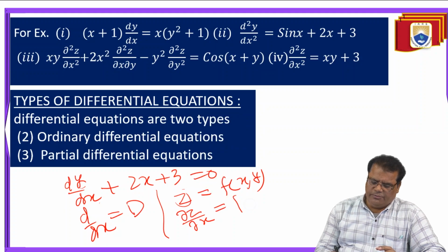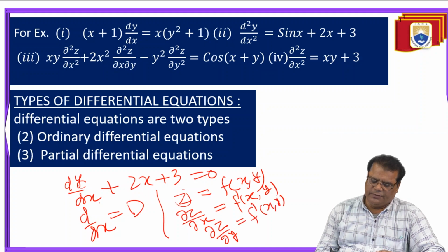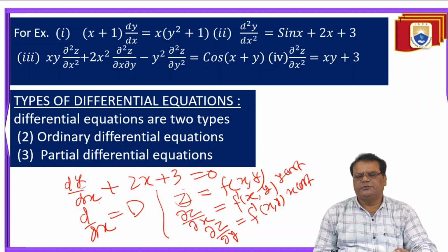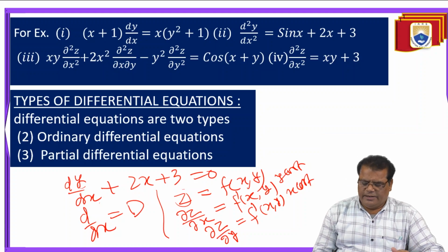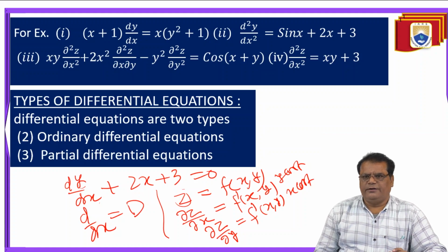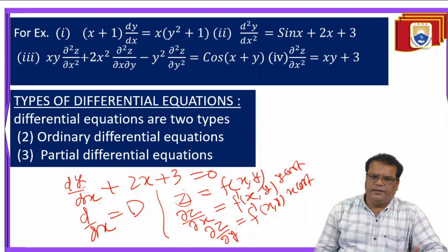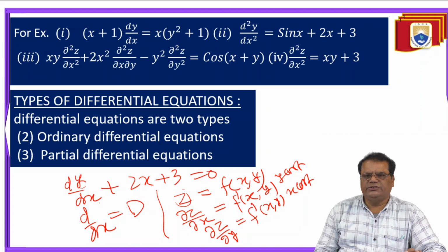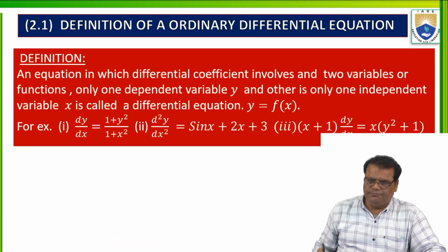So f dash, we write f dash x only, y is constant. Now if we differentiate with respect to y, then we write f dash x comma y. Here y is constant and here x is constant. When we differentiate with respect to y, x is a constant, and when we differentiate with respect to x, y is a constant. So in a relation, if partial coefficients are present and there is more than one independent variable and only a single dependent variable, that equation is known as a partial differential equation.